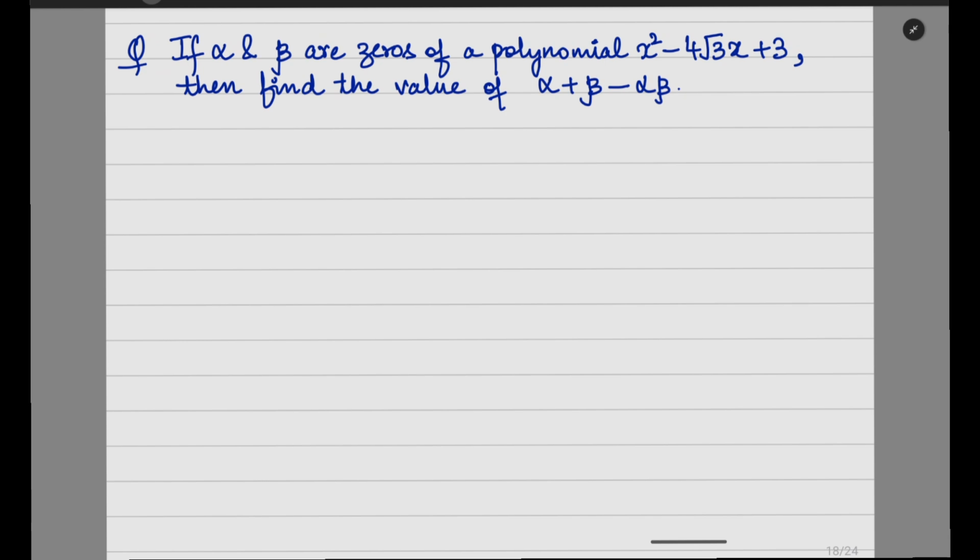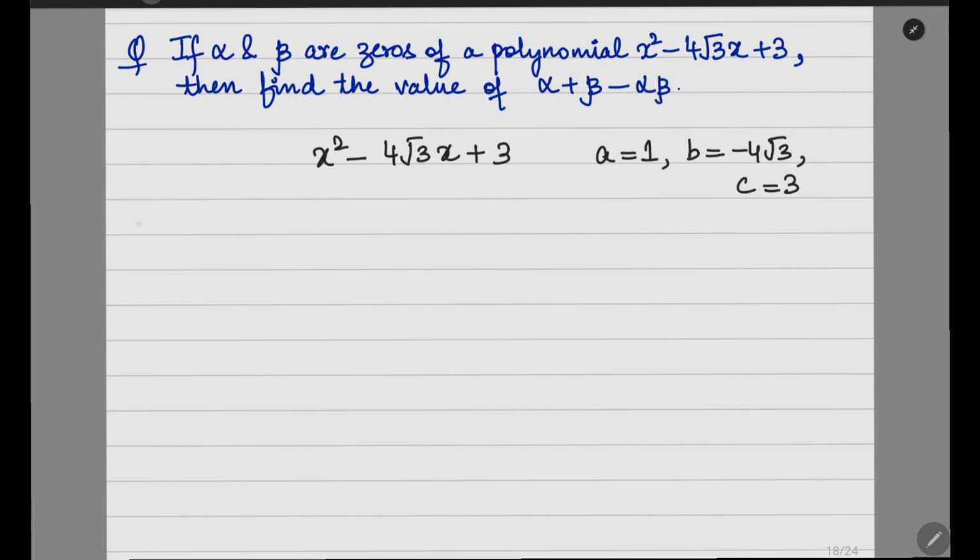The next question. If alpha and beta are the zeros of the polynomial x square minus 4 root 3 x plus 3, find the value of alpha plus beta minus alpha beta. Now let us write the given polynomial x square minus 4 root 3 x plus 3. Let's see what is A, B and C. A is 1, B is minus 4 root 3 and C is equal to 3.